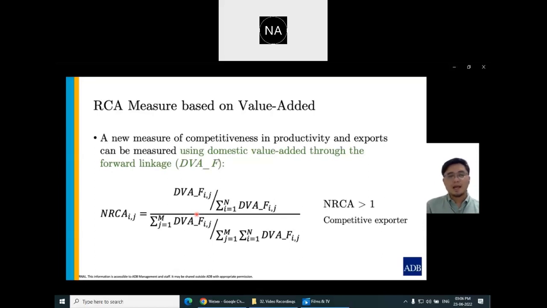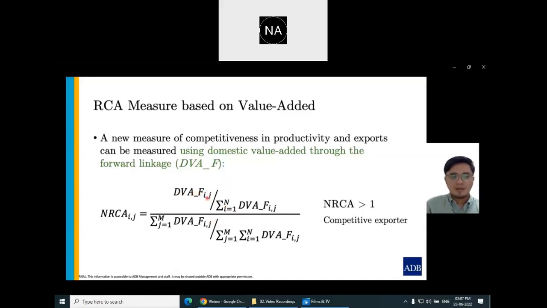Now, given the caveats earlier mentioned in using gross exports in a highly GVC-oriented world, a new measure of competitiveness in productivity and exports can be measured using the domestic value added through the forward linkage, which is denoted by DVA_F. Now, DVA_F can be calculated following Wang, Wei, and Zhu in 2018, but we skip the details in this session. The point here is that DVA_F now represents the domestic value added content in an economy sector's gross exports.